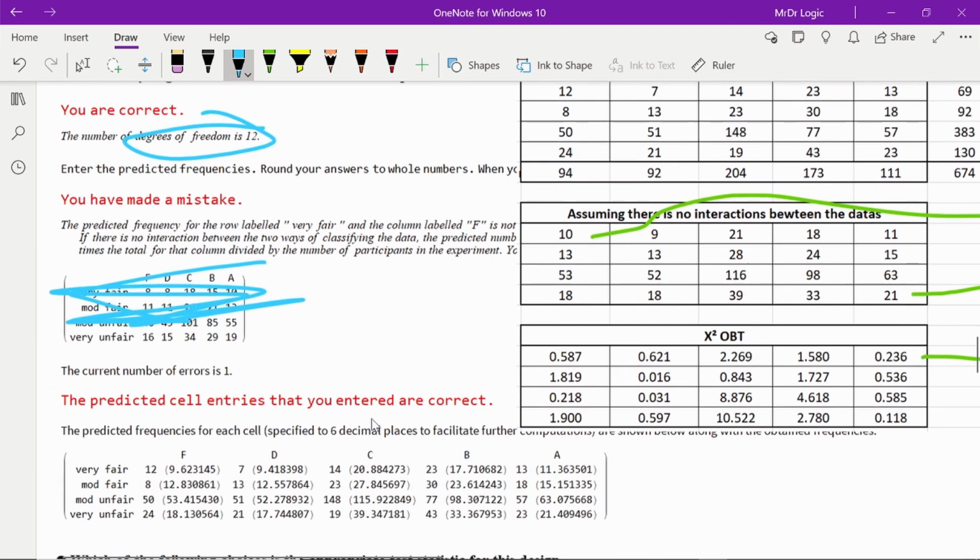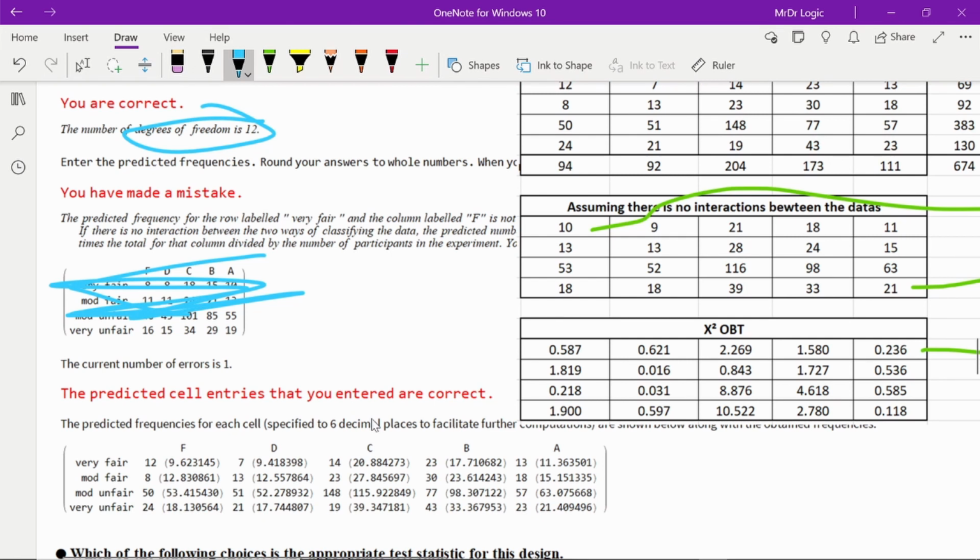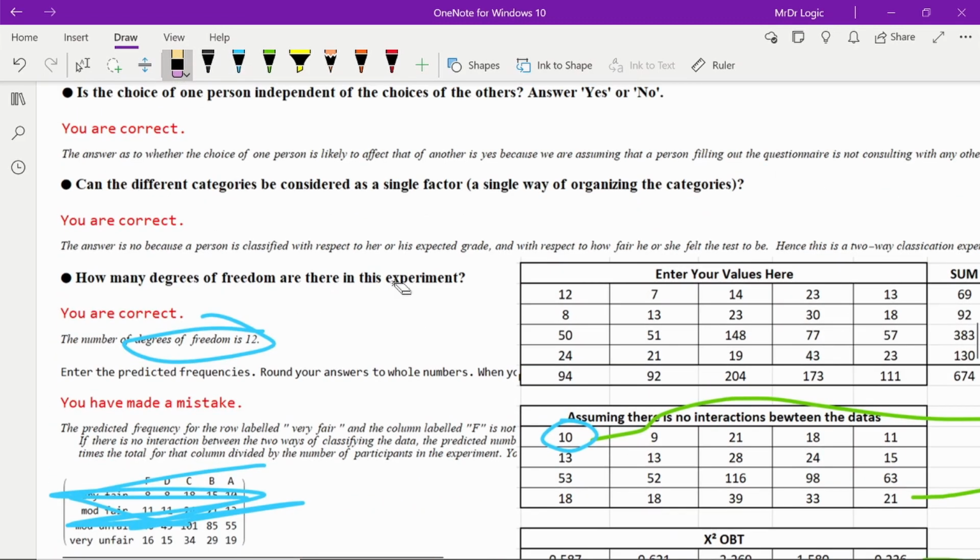So what we have to do here is just a straight up pain. As you can see here, these numbers are not the same as these numbers. Yet again, we're asked for the whole numbers.